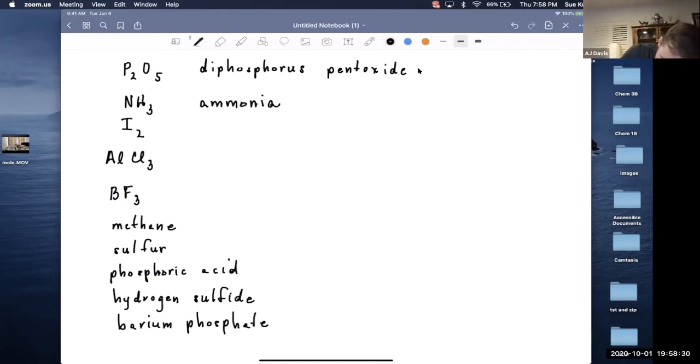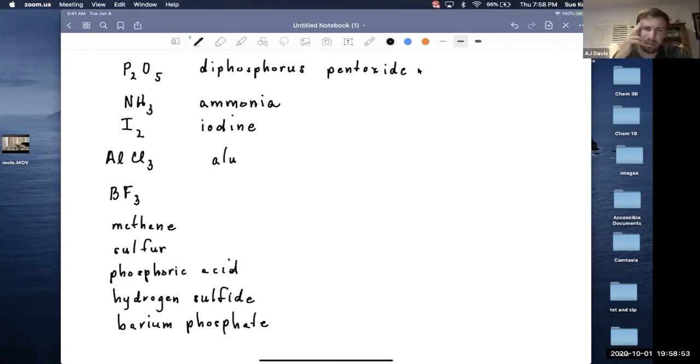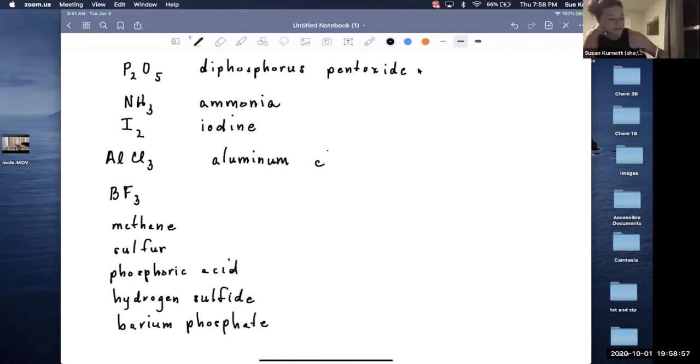Okay, the next one. Is that an element or compound? Element. What's the name of that element? Iodine. Yep. Okay, AlCl3. What is that? An ionic compound. Yeah, it's an ionic compound, and it is aluminum chloride. Should I say aluminum trichloride? No. The next one.